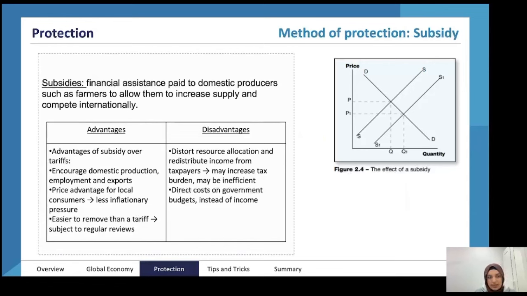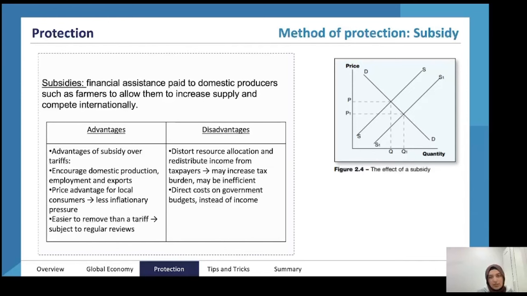Now moving on to subsidies. Subsidies are another method of protection. Subsidies look at providing financial assistance paid to domestic producers such as farmers to allow them to increase their supply and to compete internationally as well. So they essentially provide a whole lot of support to domestic businesses rather than targeting foreign producers directly. They're providing assistance to the domestic businesses directly.